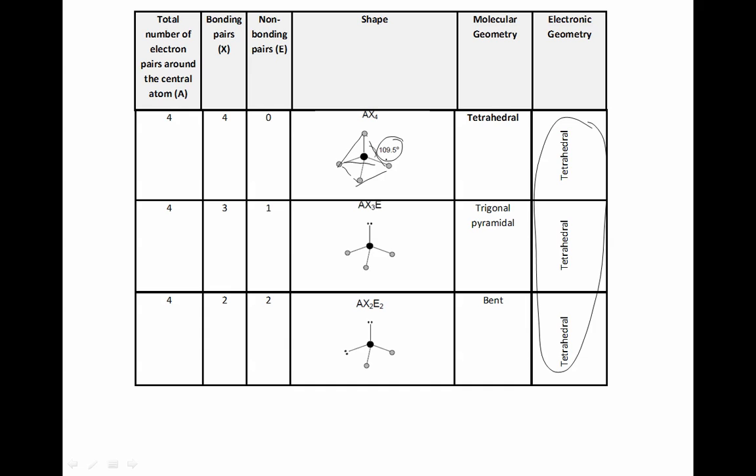My artistic drawing skills are not the best. But the key here is that there are 4 groups attached to every single central atom. It's just a question of whether each of the 4 groups is an atom. In the first, all 4 are atoms attached to the central atom. The next one has 3 atoms attached to the central atom and 1 lone pair. And then the next subcategory has 2 atoms attached to the central atom and 2 lone pairs.